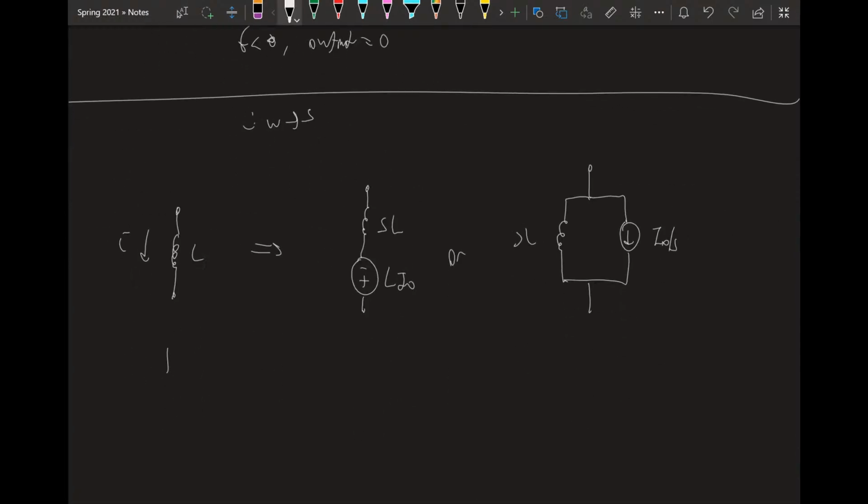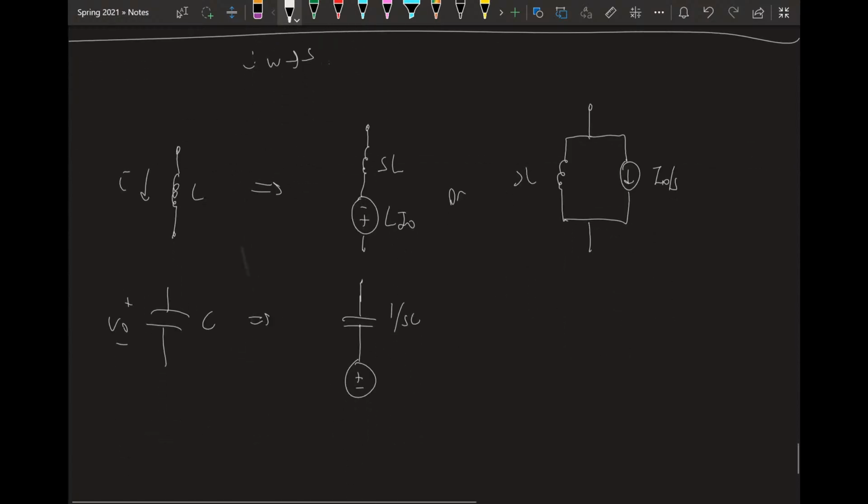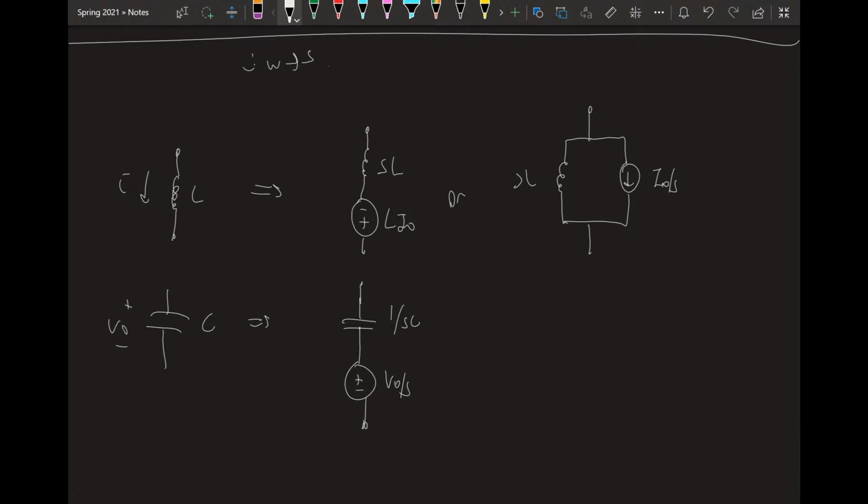Why it's so useful. The same thing for a capacitor. A capacitor has some initial voltage and a capacitance. We can transform it to a capacitor where its impedance is 1 over sC as expected, but you can also have a source here, or we can also have a current source. So you redraw your circuit as follows, and then you solve for it.